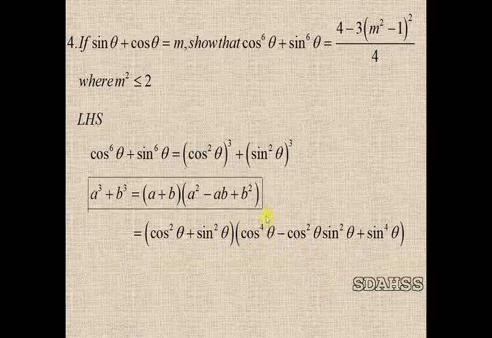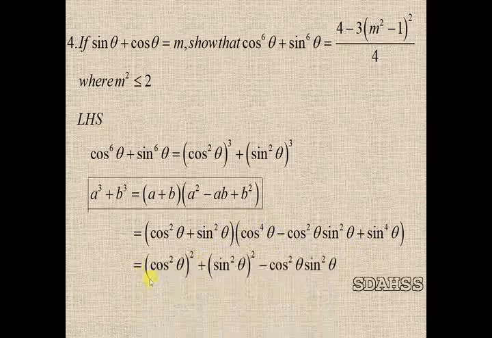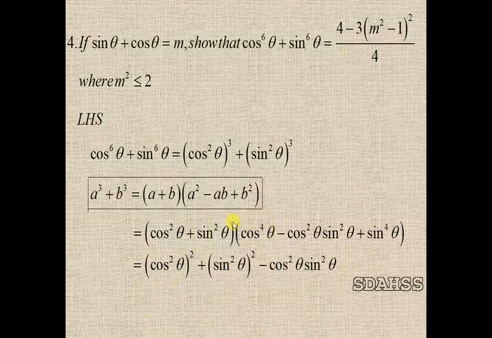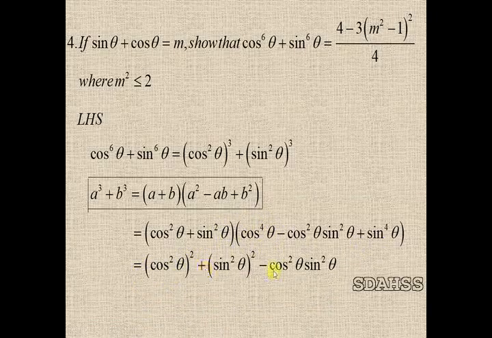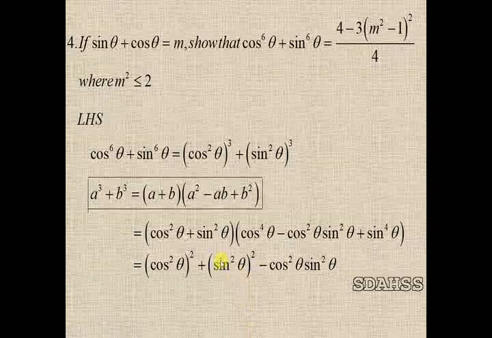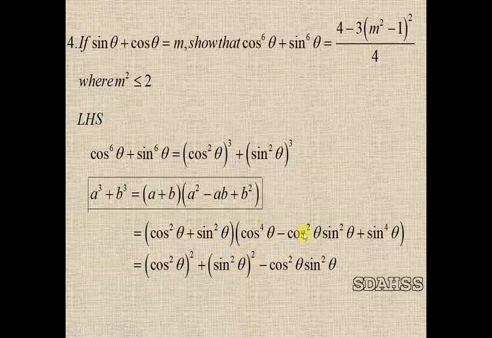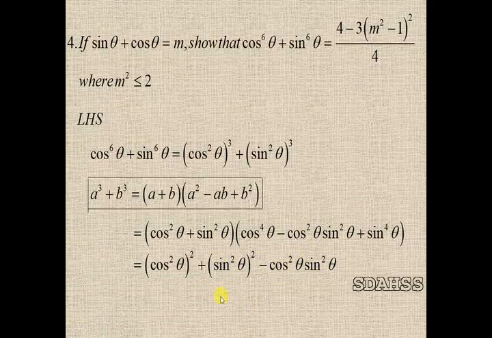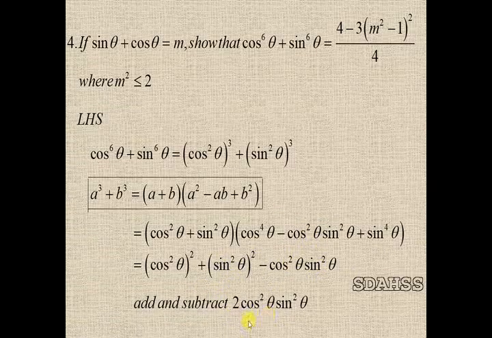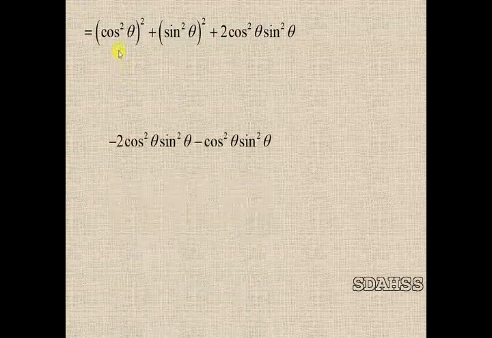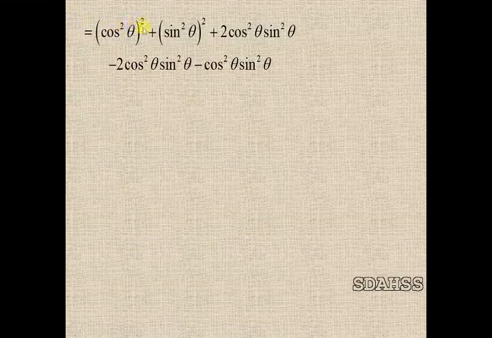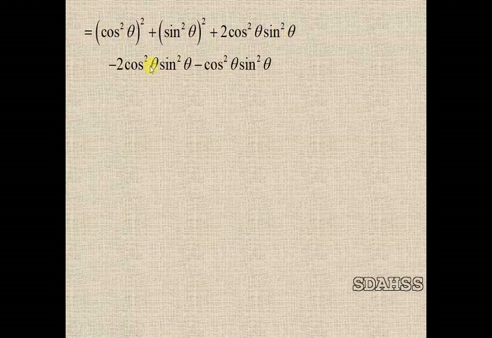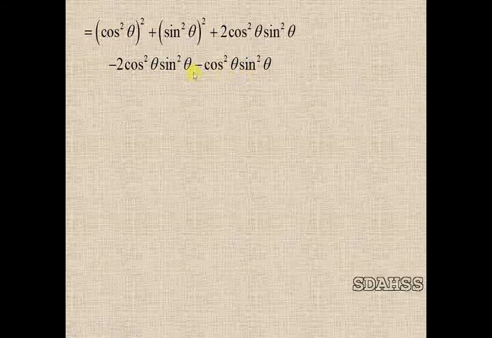But cos power 4 theta can be written as (cos square theta) the whole square, plus sin power 4 theta can be written as (sin square theta) the whole square. Keep this term as it is, cos square theta sin square theta. Now add and subtract 2 cos square theta sin square theta. So you have (cos square theta) the whole square plus (sin square theta) the whole square plus 2 cos square theta sin square theta minus 2 cos square theta sin square theta minus cos square theta sin square theta.